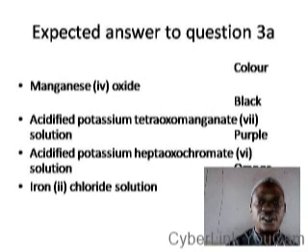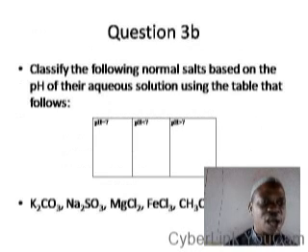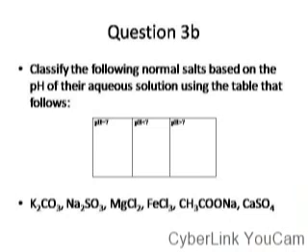So the next question is question 3b. You are asked to classify certain normal salts based on the pH of their aqueous solution using the table that follows. You have K2CO3, Na2SO3, MgCl2, FeCl3, CH3COONa, and CaSO4. Now, all these salts, when they dissolve in water, what will be their pH? Will the pH be less than 7, equal to 7, or greater than 7? Now, how do you know that? You have to consider the acid radical and the basic radical in the compound.